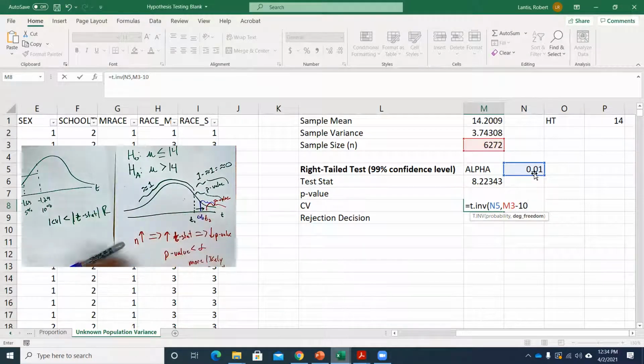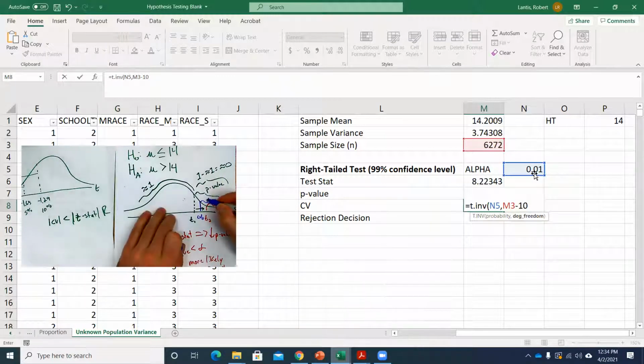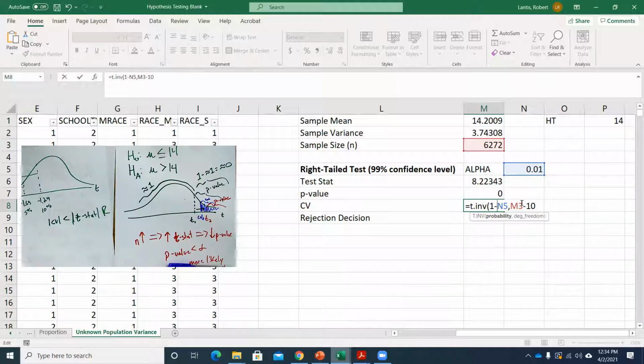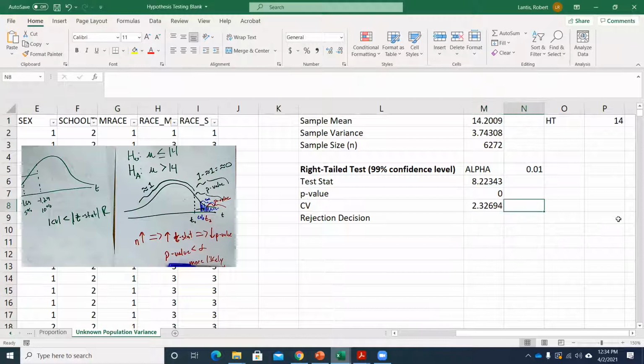With a right-tailed test, the alpha that I wanted was in this upper right tail. Right? So if I'm trying to find the value such that the area above it is 0.01, then the area to the left of it has to be 0.99, or 1 minus that. So I could do 1 minus alpha here, and it'll give me my critical value.